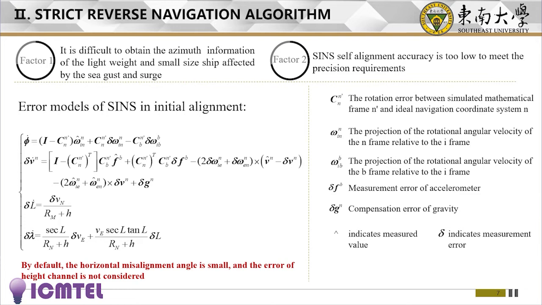Misalignment angle error, speed error, latitude and longitude error are taken into account, and the initial alignment model of the strapped-down inertial navigation system is given here. By default, the horizontal misalignment angle is small, and the error of the height channel is not considered, and some mathematical symbols and explanations related to the inertial navigation are given on the right of the screen.